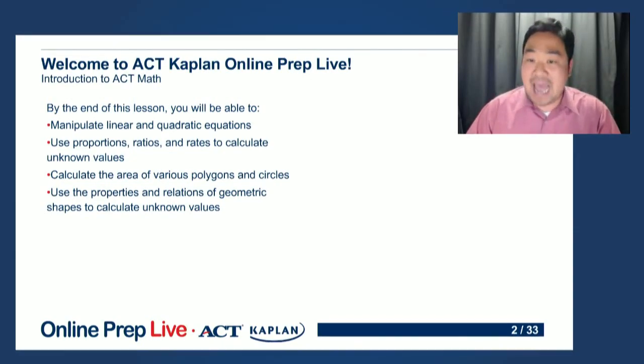In our first hour tonight, we're going to look at the introduction to the ACT math test. And we're going to look at 4 learning objectives this evening regarding math. First, how to look at linear and quadratic equation questions; how to look for proportions, ratios, and rates to find unknown values; how to find the area of circles, rectangles, parallelograms, things like that. And lastly, how to use information in geometric shapes to calculate missing sides or missing angles.